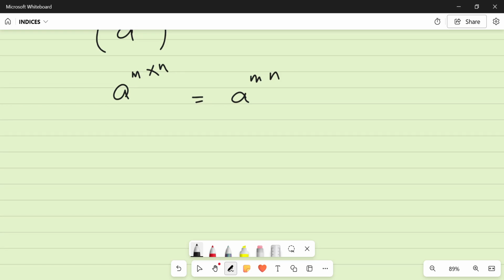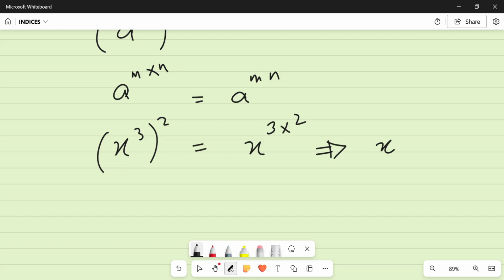For example, if the variable is x and its power is 3, the whole power is 2. Okay, so x to the power 3 and the whole power is 2. So how are you going to solve this? So we just multiply 3 times 2. We will not add them, right? So only we will multiply. So answer is x to the power 6, right?